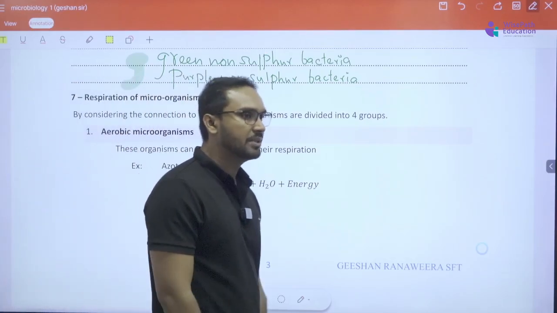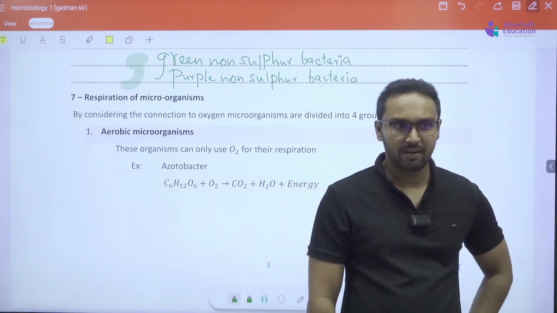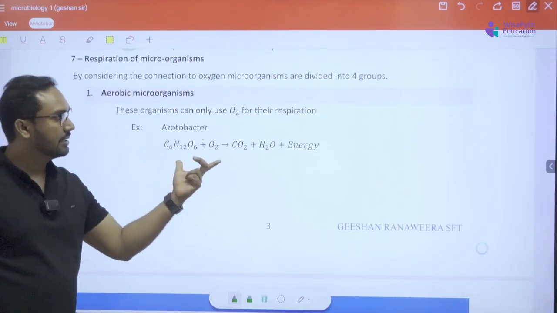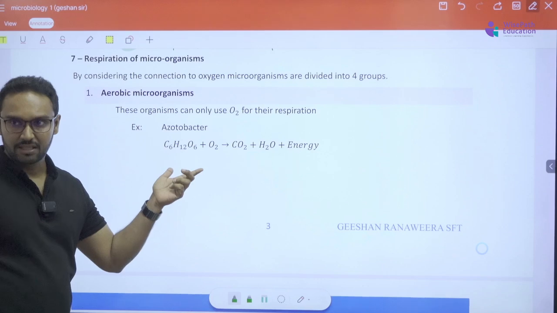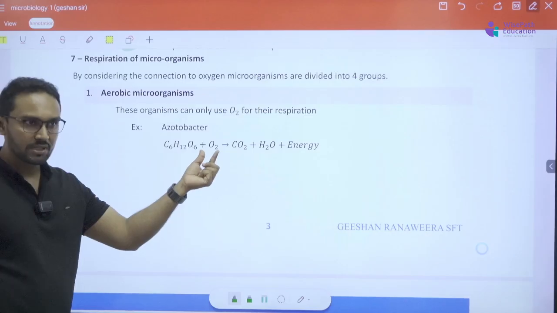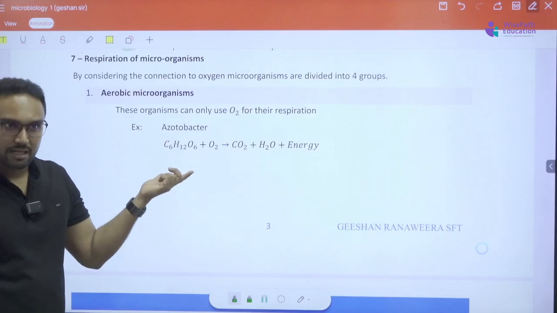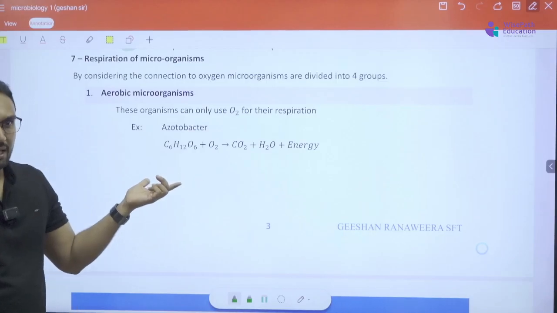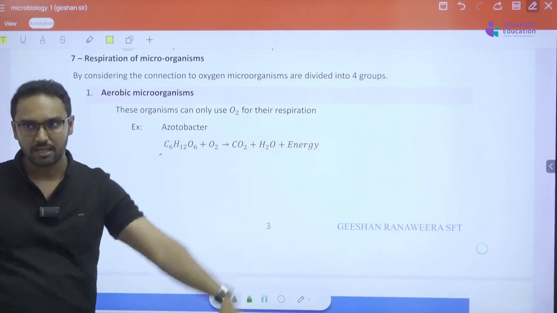In the absence of the O2, they will die. Even we will die, right? In the absence of oxygen, we can't survive. And this is the chemical equation of aerobic respiration, and this is what happens inside a cell. The glucose is reacting with oxygen to produce carbon dioxide and water and energy. This is the chemical reaction of aerobic respiration. They break down the glucose to produce carbon dioxide, water and energy, right?